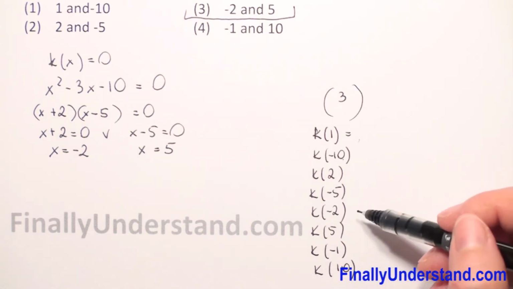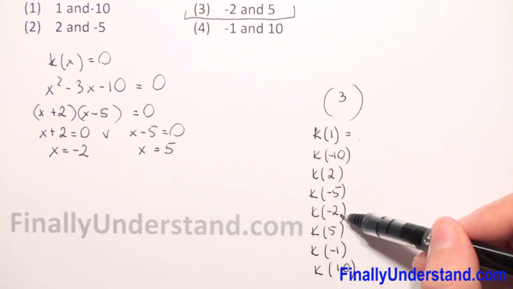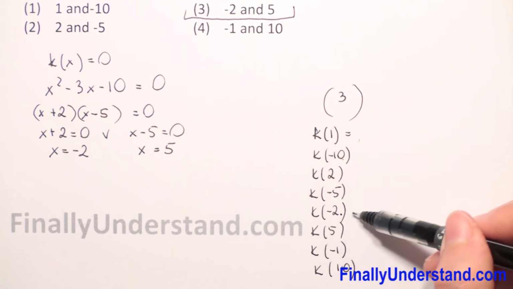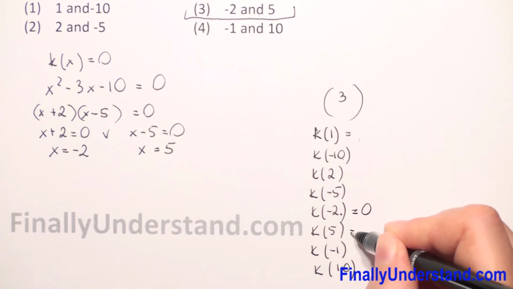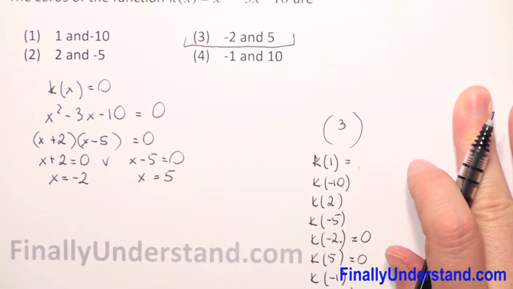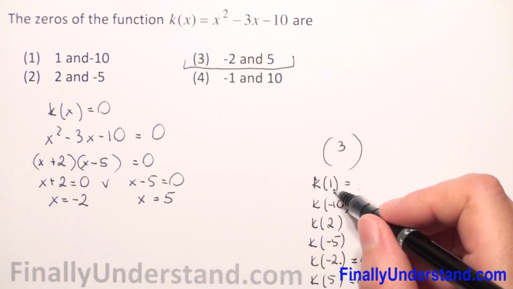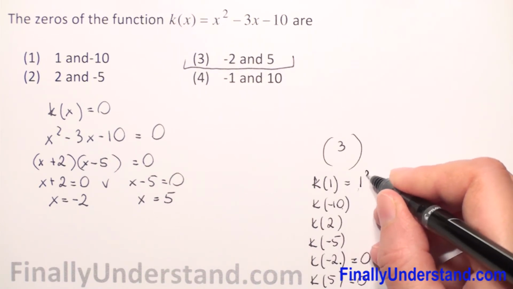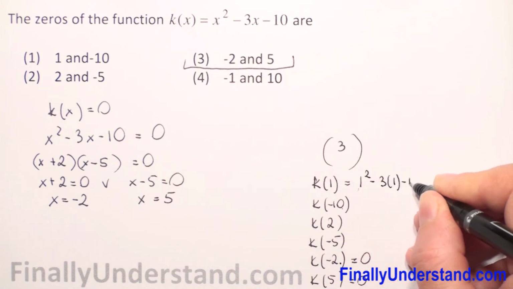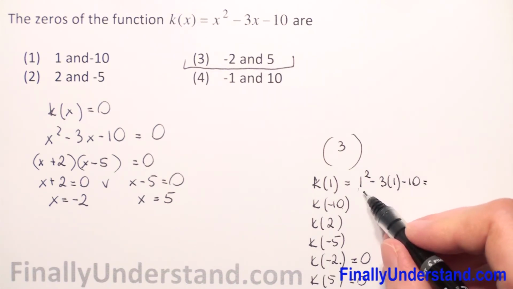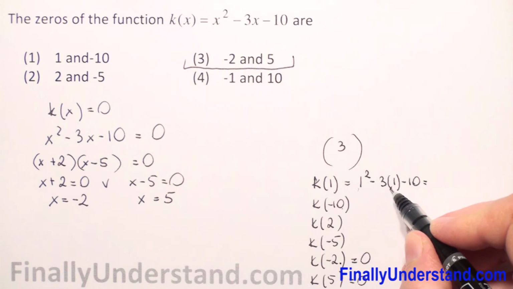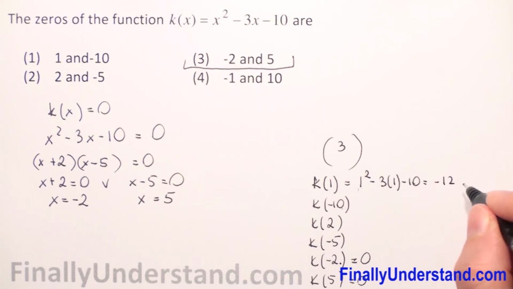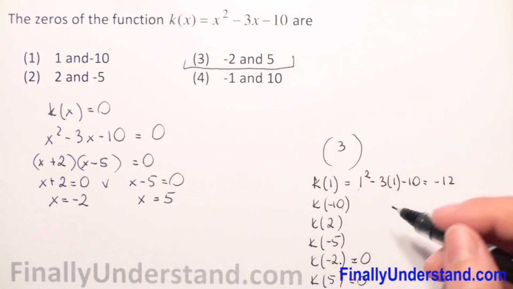x's by 1 in the first example, by negative 10, 2, negative 5, negative 2, 5, negative 1, and 10. And you will find that only for negative 2 and 5, k of negative 2 and k of 5 will be equal to 0. Let me do maybe this for you. K of 1, so we need to substitute x by 1. So it will be 1 to the second power minus 3 times 1 minus 10. This is equal to 1 minus 3, so negative 2, and negative 10, so it will be negative 12. It is different than 0. So this is not a solution.